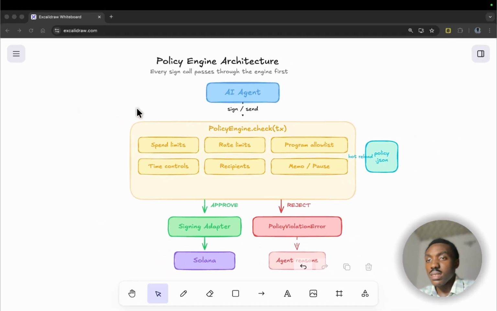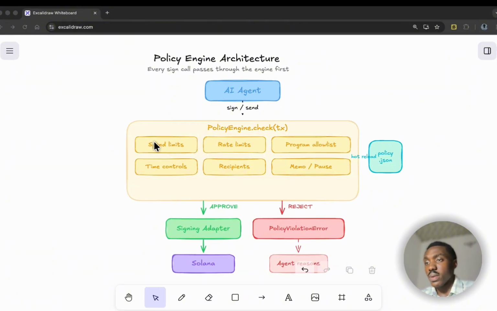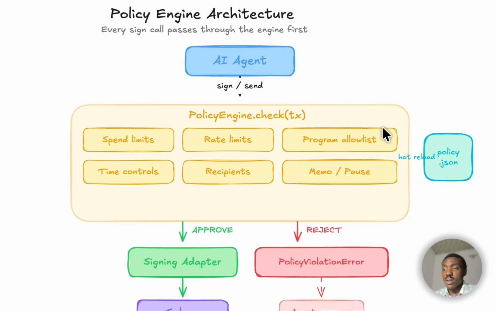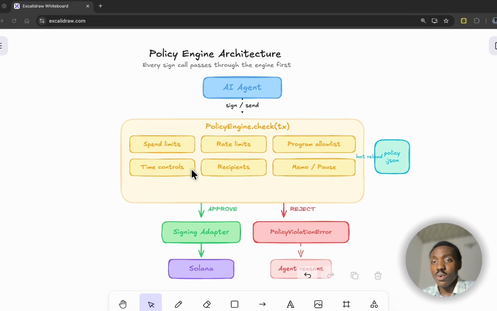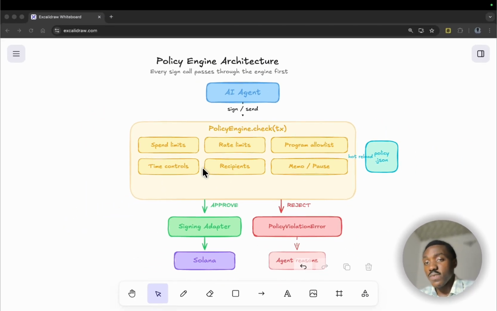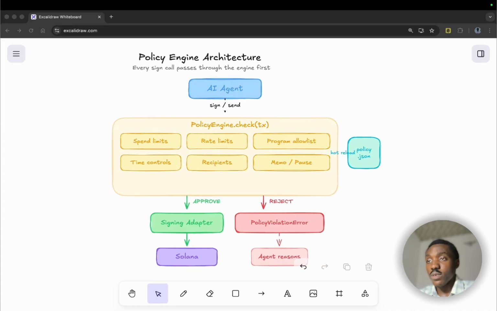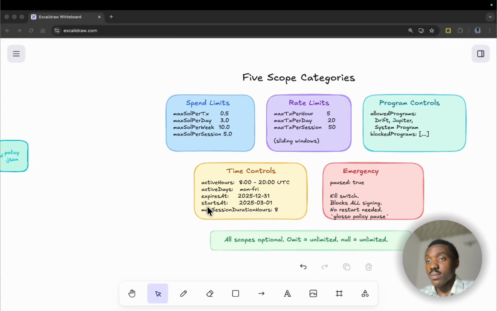It's a rules layer that sits between every agent action and the signing adapter. Before any transaction is signed, the engine checks it against a set of scopes you define yourself. These scopes can include spend limits, rate limits, program allow lists, time controls, and a whole lot more. So if a rule is violated, signing is refused and the agent gets a structured error on why that happened, and then it can reason about it. So I can quickly take you through the 5 scopes we have for this agent, or for this wallet rather.